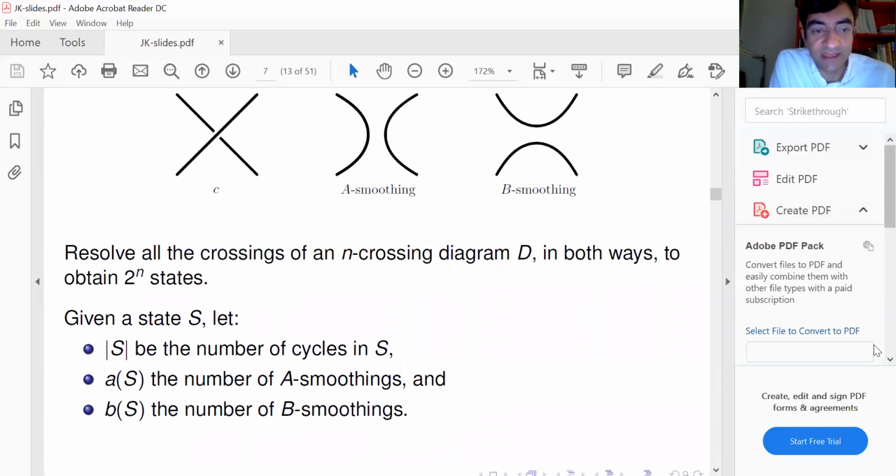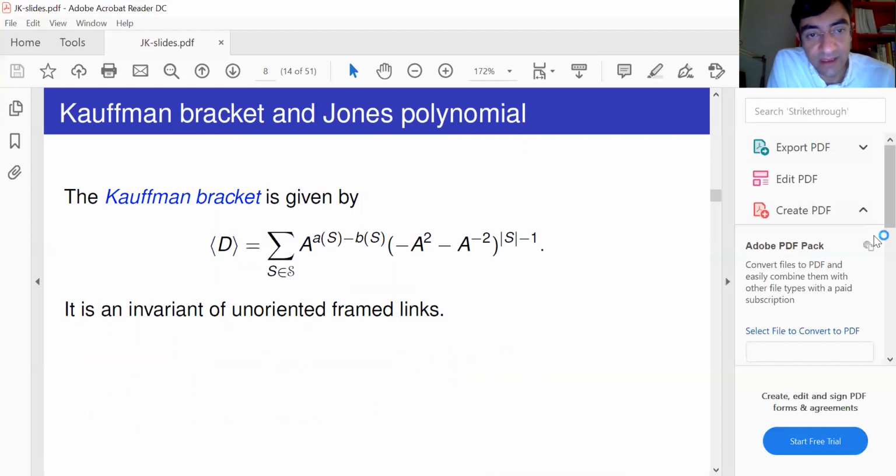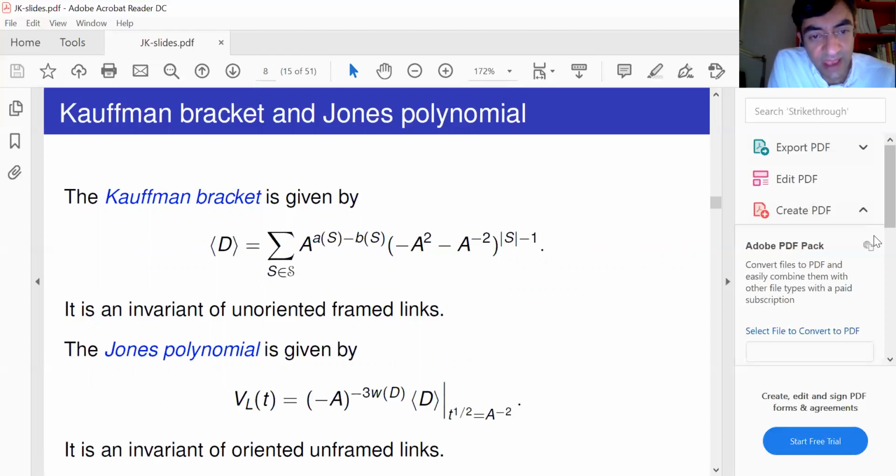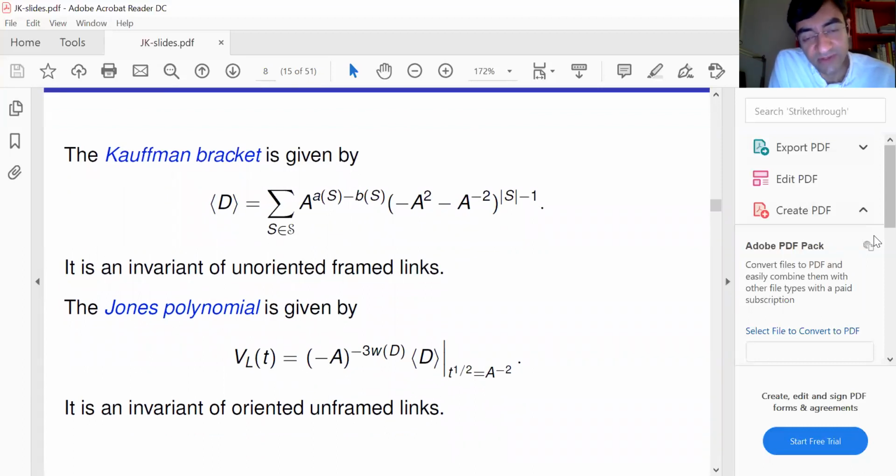Now, if you have a state S, let |S| denote the number of cycles in S, and let a(S) be the number of A smoothings and b(S) be the number of B smoothings of that state. The Kauffman bracket is defined by this formula. We take the sum over all the states S of the term A to the power of a(S) minus b(S), times (minus A squared minus A to the minus 2) to the power of the number of cycles in S minus 1. This is invariant under second and third Reidemeister moves, and we multiply it by (minus A) to the power of minus 3 times the writhe of the diagram. Recall the writhe of a diagram is the number of positive crossings minus the number of negative crossings.